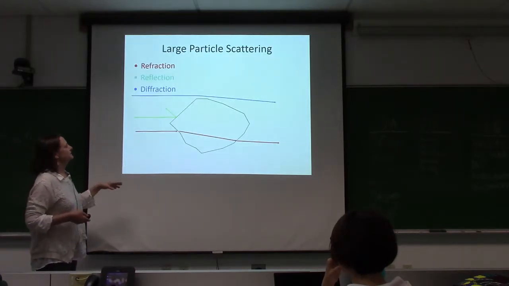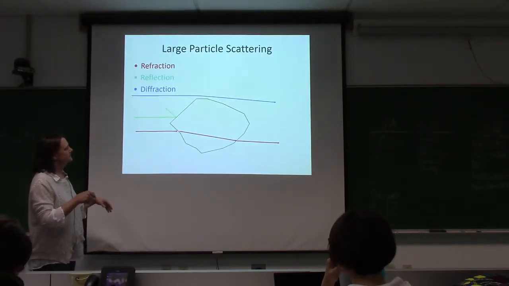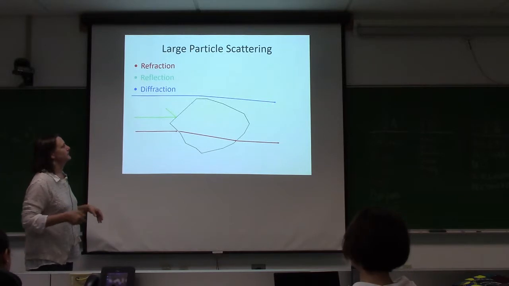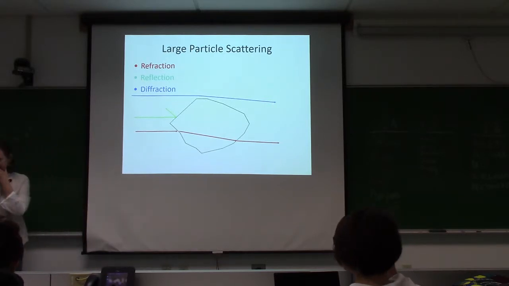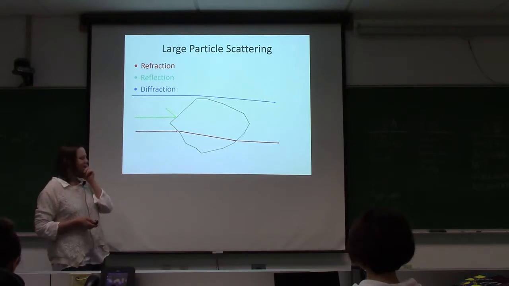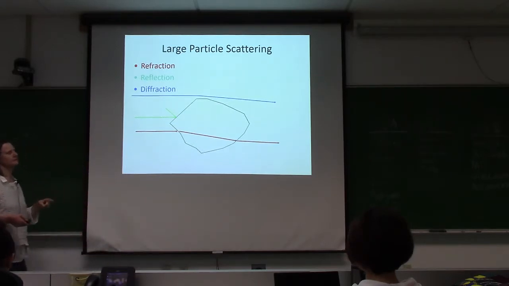Here's a little diagram. Refraction is the bending of light as it goes into the particle. Reflection is off the back, and diffraction is bending around the particle. Diffraction is what accounts for the more forward scattering.